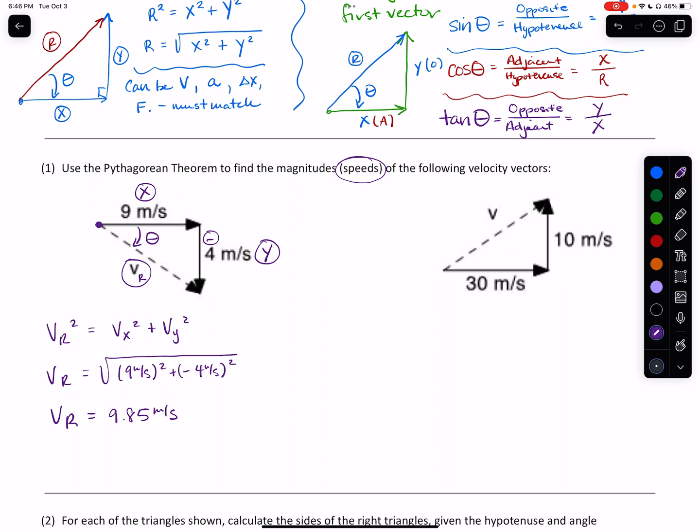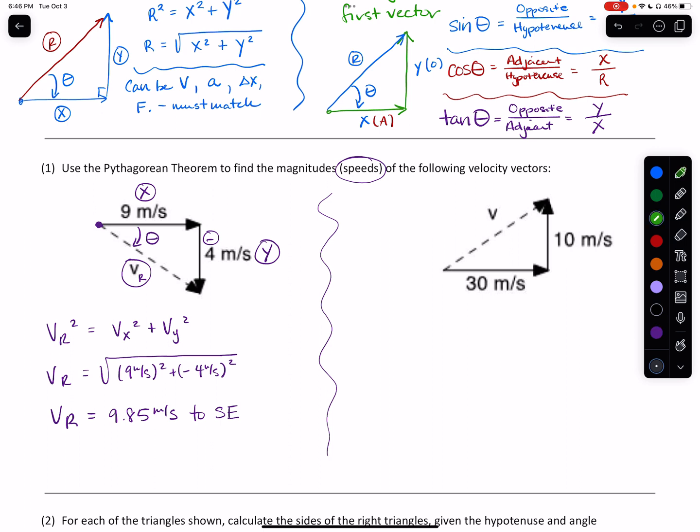All right, now directionally, we could figure out theta. We could use tangent, all right? But we're just using Pythagorean's theorem here. So I'm just going to say, in general, to the southeast, all right? I can be more specific than that, and if the problem calls for it, you should be, all right? But for now, we're just going to leave it there.